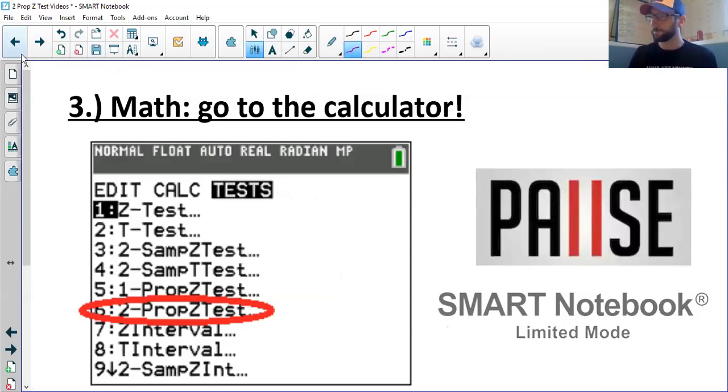So take a minute right now. Stat tests, go down to number 6 there, that 2 proportion Z test, and enter all the information, choose the right alternative. Try it on your own first, and if you do it right, you should get a p-value when you're done of like 0.003. Give it a quick pause. Jumping ahead here.